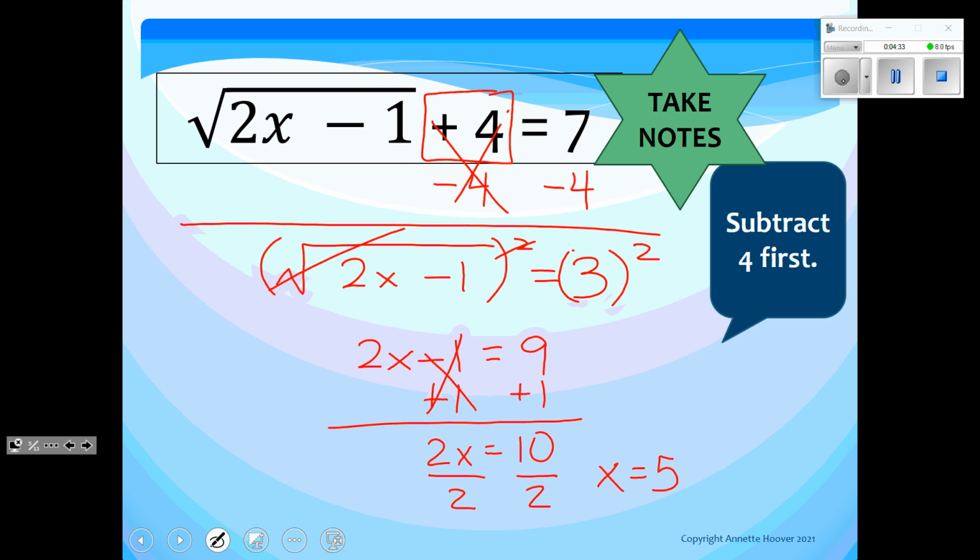So let's go back up to the original and see if that makes sense. With x equal to 5, 2 times 5 is 10, minus 1 is 9, and the square root of 9 is 3, and 3 plus 4 is 7. So it checks.